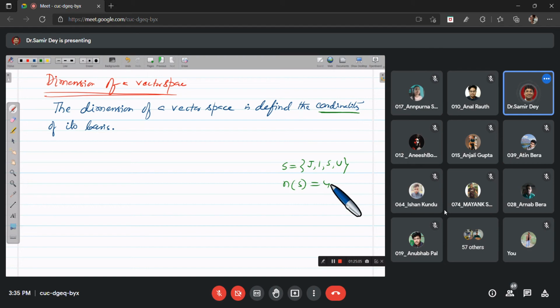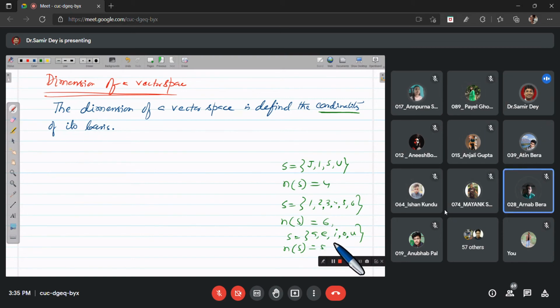Is it clear? Yes, sir. Now anyone can tell me, for the second question, what is the cardinality of the second set? Sir, 6. Very good. Another example. What is the cardinality of set S? Sir, 5. Is it clear?